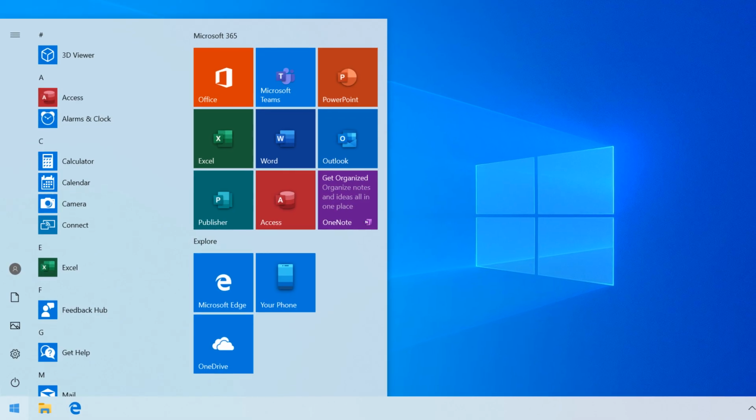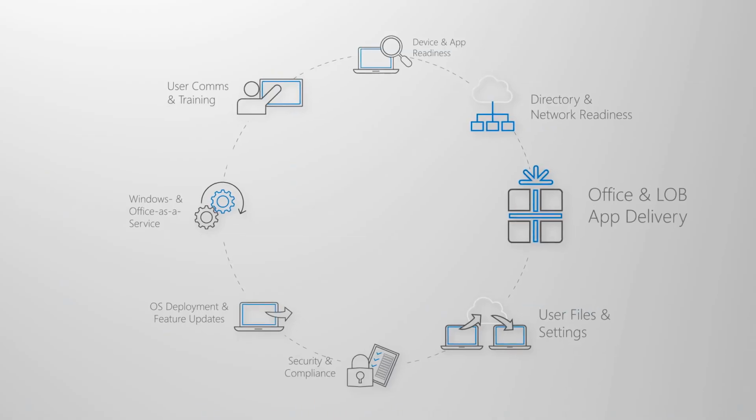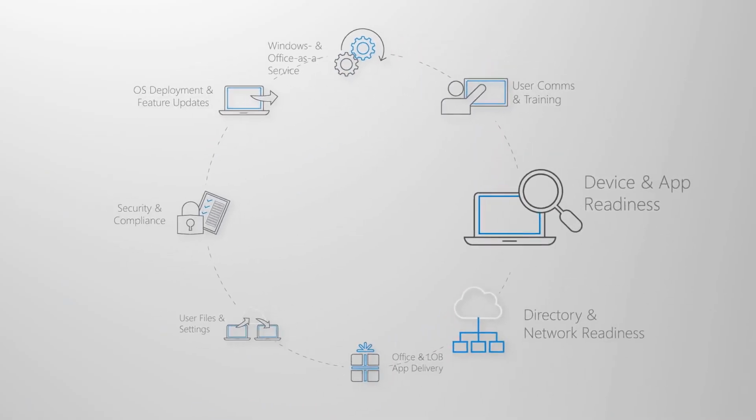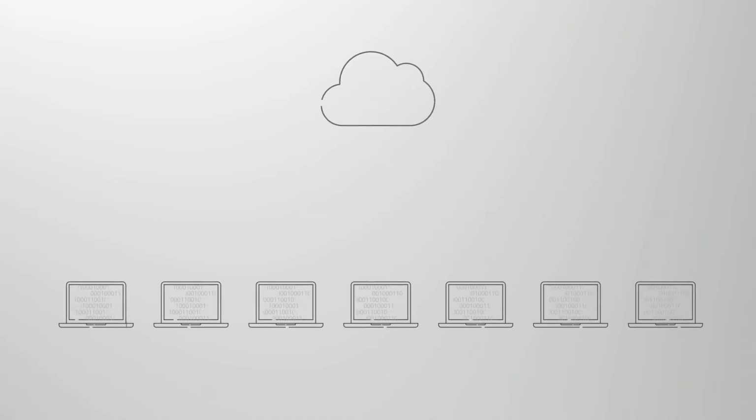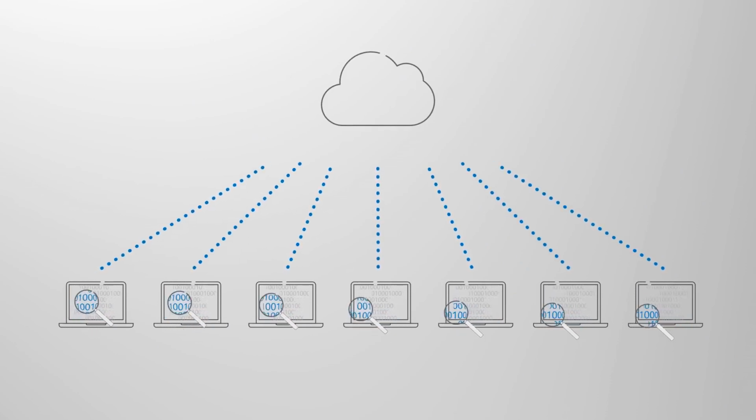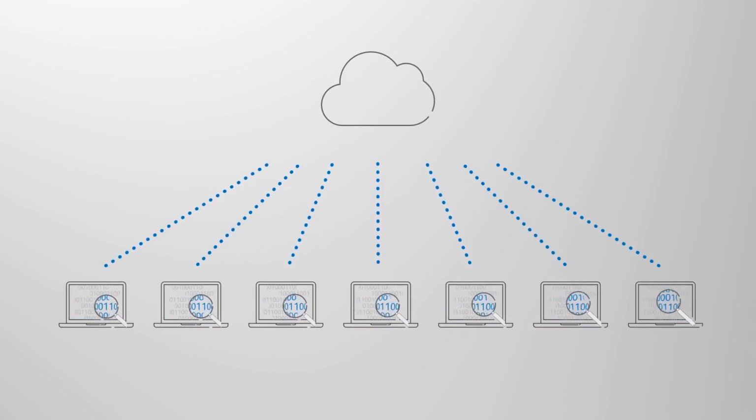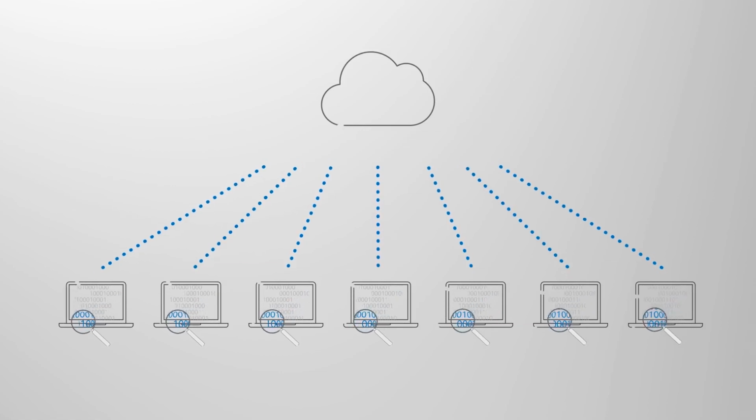Welcome to Desktop Deployment Essentials, our new series to help you prepare for your shift to Windows 10 and Office 365 Pro Plus. In the next few minutes, I'm going to walk you through the first step in our recommended deployment process wheel by covering what you need to know about application and hardware compatibility. And along the way, I'm going to show you the tools and options you have to discover your devices and applications and prepare them for deployment to Windows 10 and Office 365 Pro Plus.